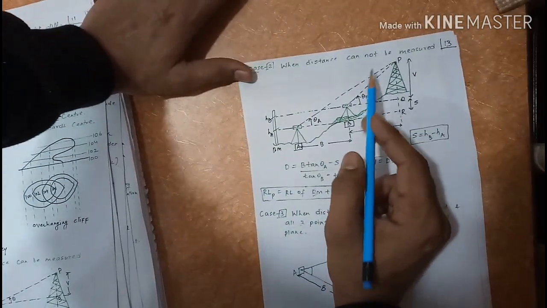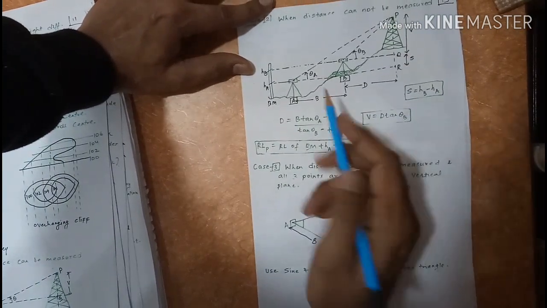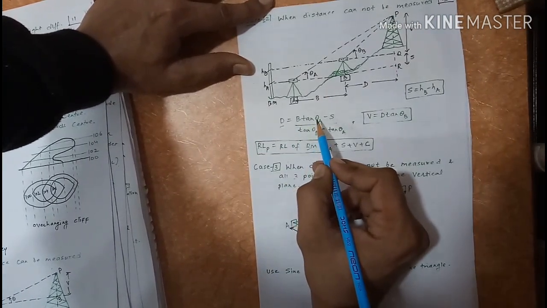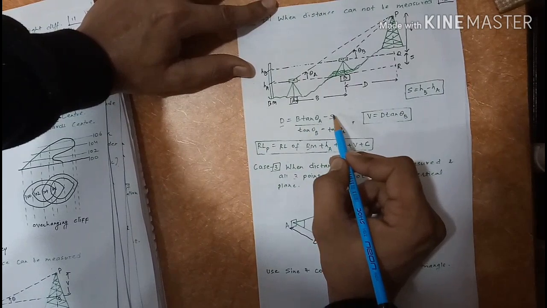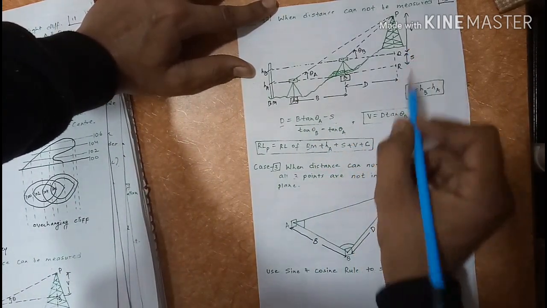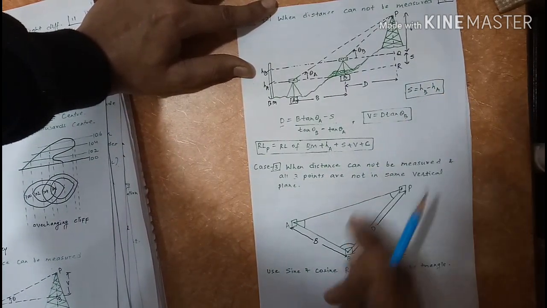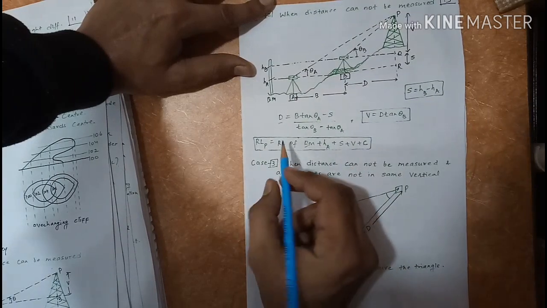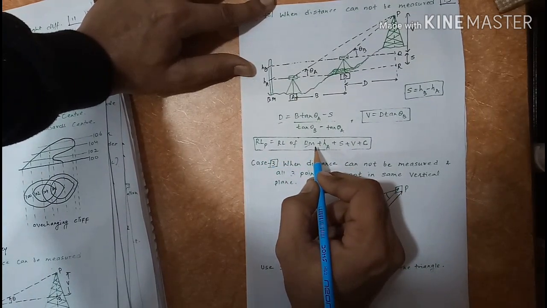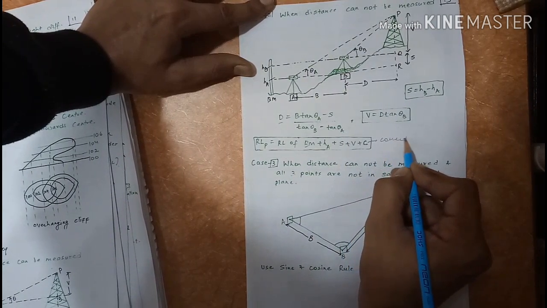Now the second case is when the distance cannot be measured. In this case, D will be equal to (S upon tan theta B minus tan theta A) times... D equals B tan theta A minus S upon tan theta B minus tan theta A. V is equal to D tan theta B. S is equal to HB minus HA, and the resulting RL of P is equal to the RL of benchmark plus HA plus S plus V plus C, the correction.